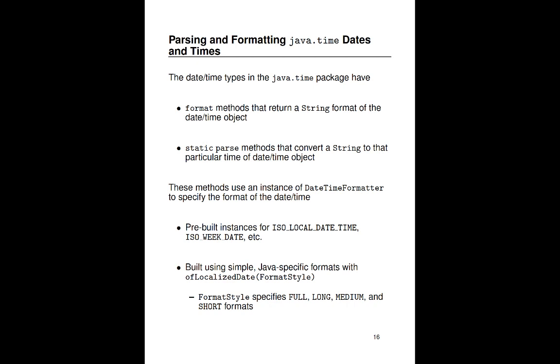DateTimeFormatter has static fields which refer to pre-built instances that represent things like the local date time and ISO format, the standard ISO format for the week and the date, etc. DateTimeFormatter also has an ofLocalizedDate method that will return a datetime format that specifies the overall length of the format, ranging from short to full.